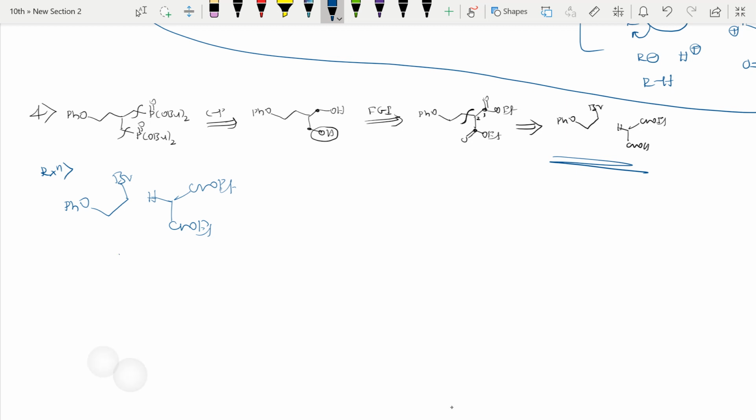So a base I will use, it will take this proton, and this carbon gets a negative charge here. So I will show that negative charge. Further what it will do, SN2 reaction, right? So PhO, CH2, right? CH2, C, COOEt, and COOEt. I hope everything is clear.